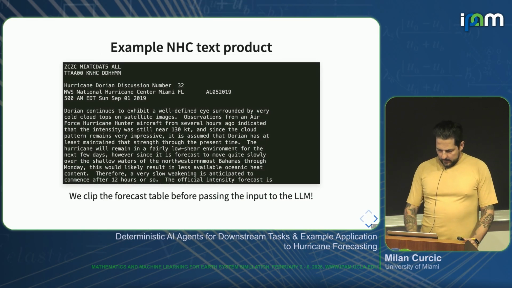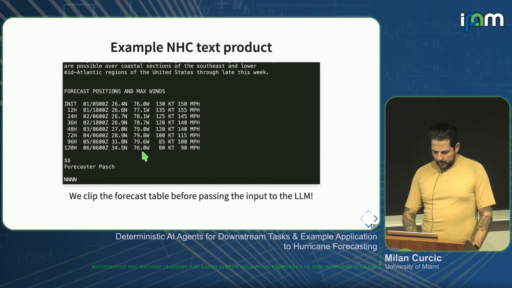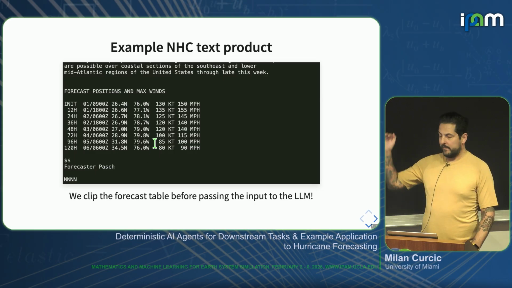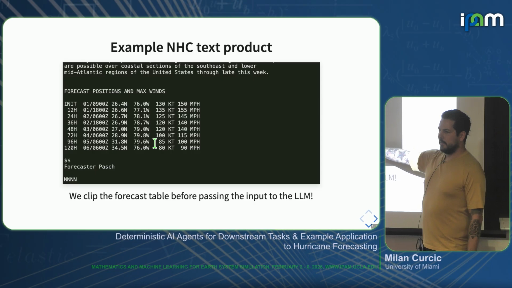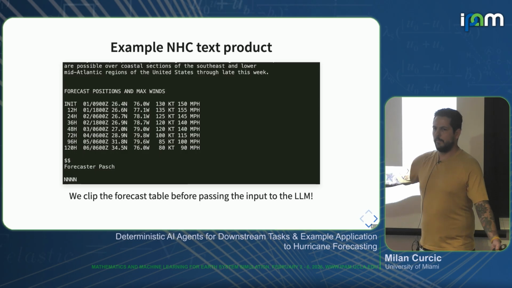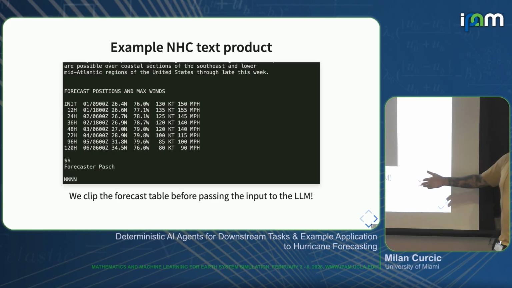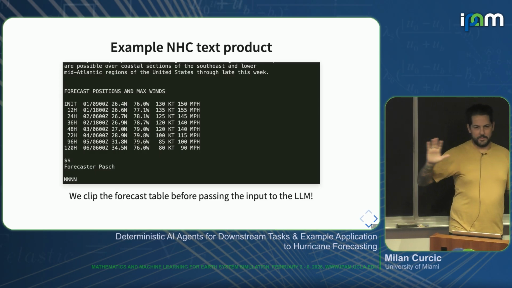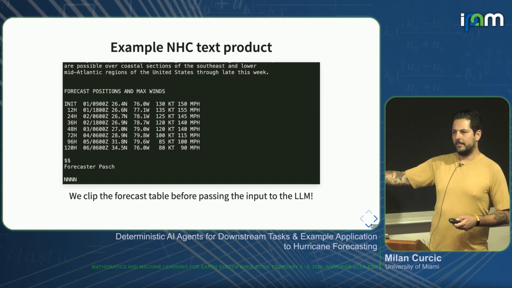And this is the example NHC text product that I showed you earlier, but I want to point out that every discussion has a table of predictions. I stripped that from the input to not give the LLM the idea that it should just forecast whatever NHC forecasted already. So it will take the meteorological discussion. I'm not giving it numerical values, but I'm asking it to produce numerical values.